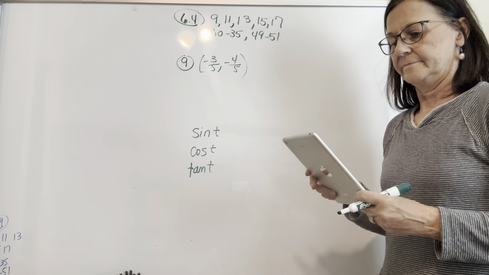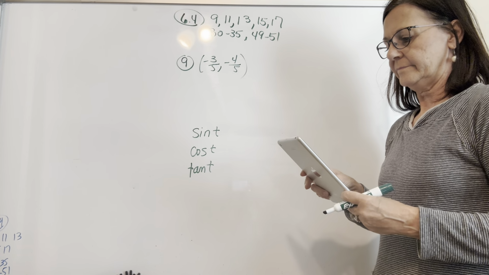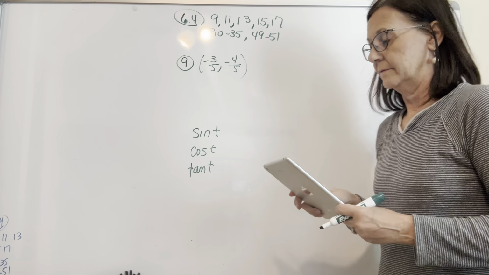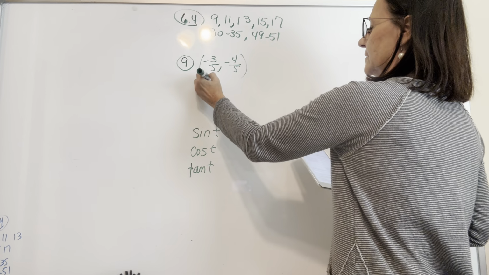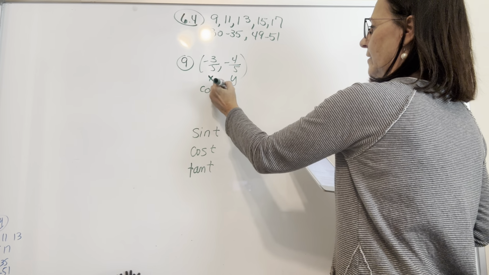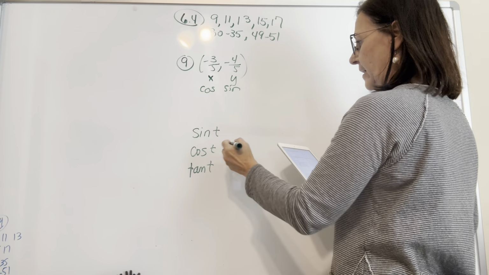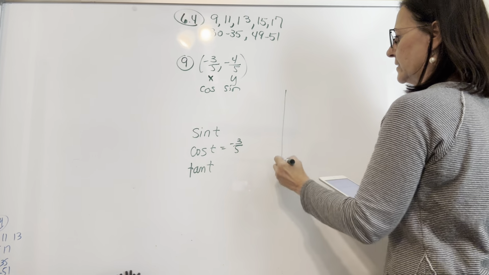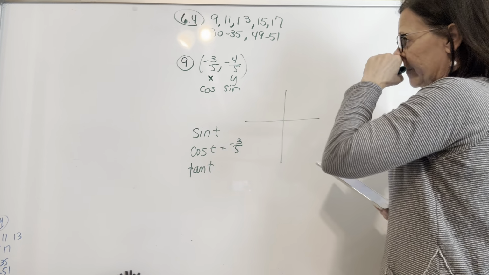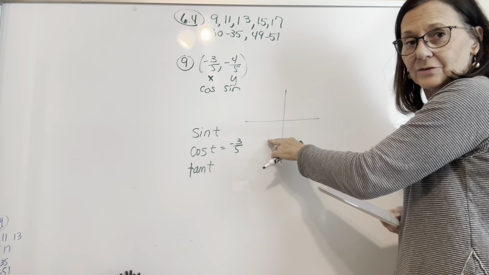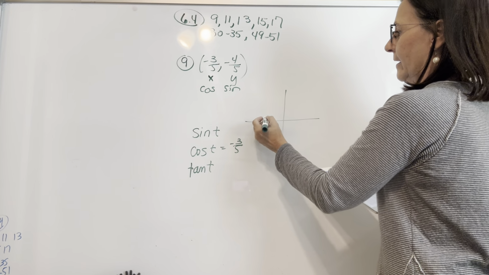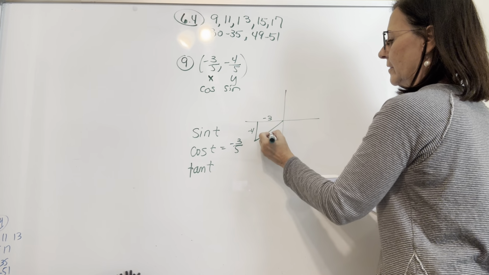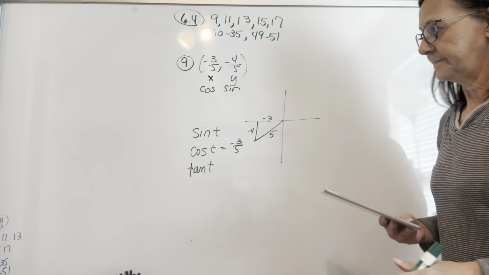All right. Well, do you remember what I said? This is x, y, cosine, sine. We already know what the cosine is, -3/5. If I drew it on the unit circle, they're both negative, so it's in quadrant 3. So this is -3. That's -4. It's a 3, 4, 5.